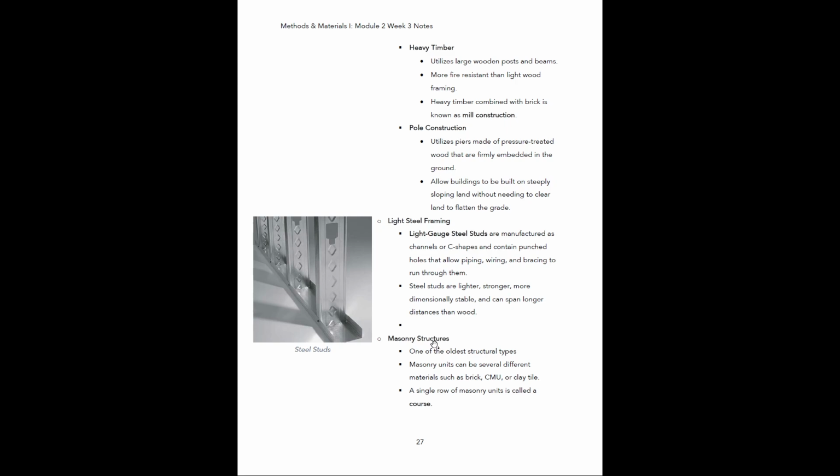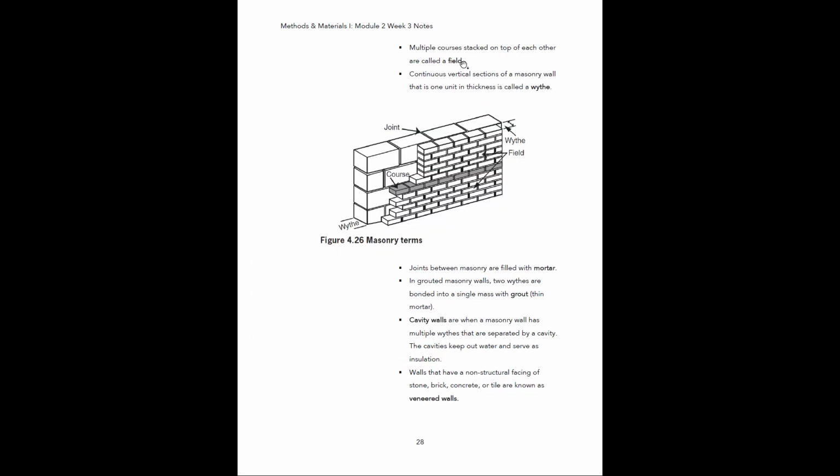Masonry structures. Masonry is one of the oldest structural types there is. Masonry units can be different materials such as brick, CMU, that's concrete masonry units, or clay tile. A single row of a masonry unit is called a course, and multiple courses stacked on top of each other is called a field. Continuous vertical sections of a masonry wall that is 1 unit in thickness is called a withe.